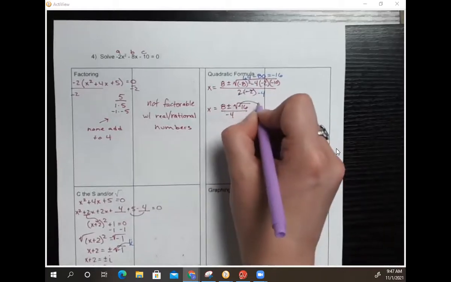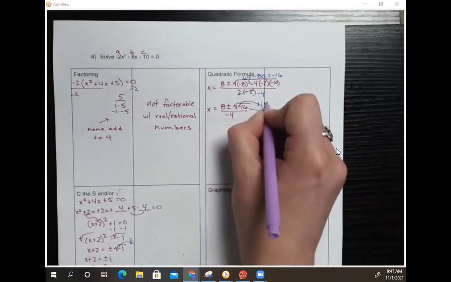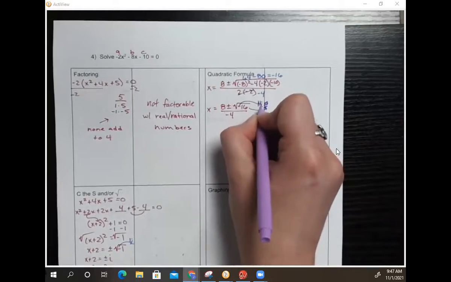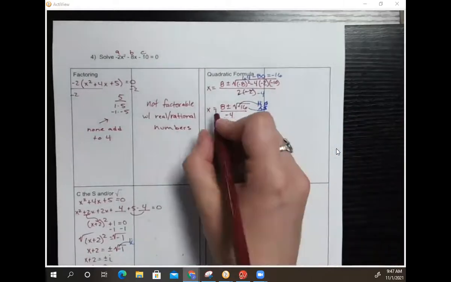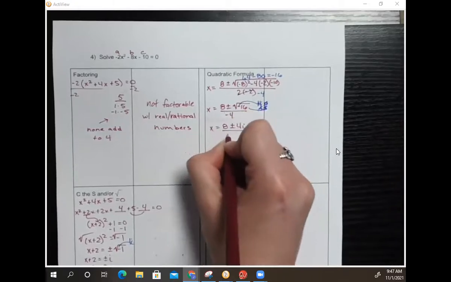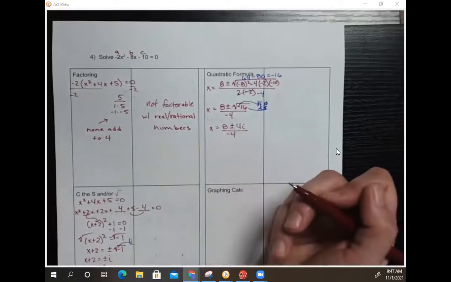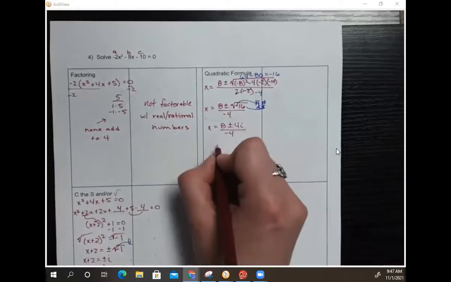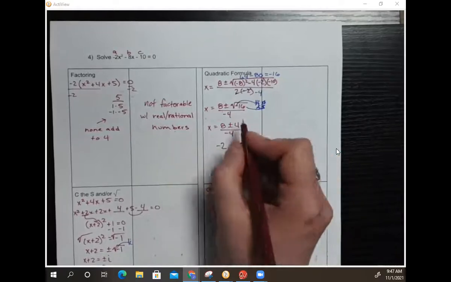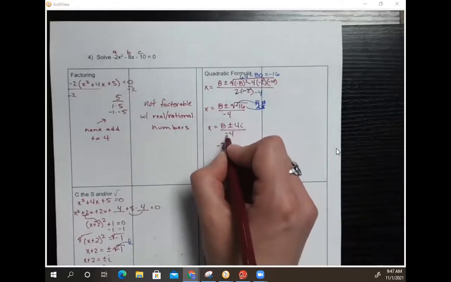Since I'm taking the square root of a negative, that means I'm going to have i, and the square root of 16 is 4. So I would get x equals 8 plus or minus 4i over negative 4. 8 and 4 I can divide by negative 4. 8 divided by negative 4 would be negative 2. And then since I've got the plus or minus in front of this 4i here, the negative kind of doesn't matter.